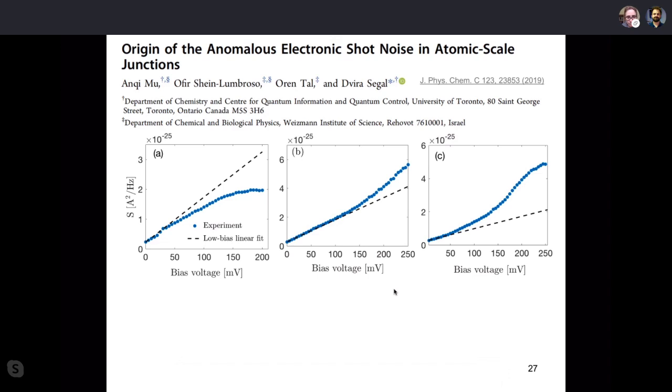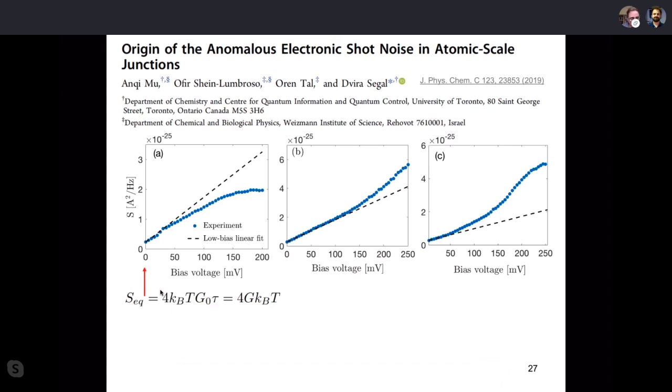So here are, in these 3 panels, you see 3 different experiments, 3 different measurements forming such atomic scale junctions and performing noise measurements. So that's the shot noise as a function of bias voltage in 3 different atomic scale junctions. Experiment in these blue circles, and the dashed line is just to guide your eye. So what do you observe here? First, even when the bias voltage is 0, as you can see, we do have noise. So that's equilibrium noise, the Johnson-Nyquist contribution. The temperature was about 10 degrees Kelvin.